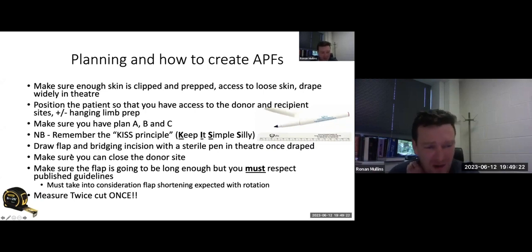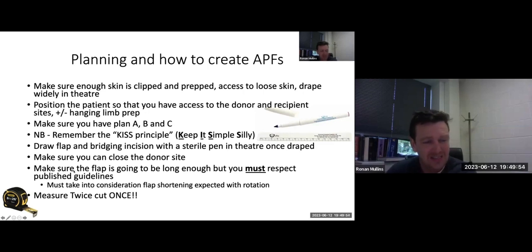I always will obviously outline the gross tumor margins and my desired margin of excision, whether that be a narrow margin, a marginal, or a wide. And I will also draw the flap, and I'll draw the bridging incision, and all of that will be ready to go. It's obviously crucially important to make sure you can close the donor site, and I'll show you how I do that. That's very important. You make sure that the flap is going to be long enough. I usually use a swab for that, and I'll show you what I mean by that.